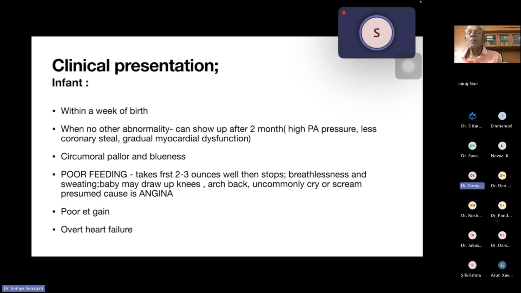The pattern of feeding is the infant takes the first 2 to 3 ounces well, and then he stops. He has breathlessness and sweating. A baby may draw up knees, arch back, and he can uncommonly cry or scream, presumed to be caused by angina. And so, in total, the infant presents in overt heart failure.